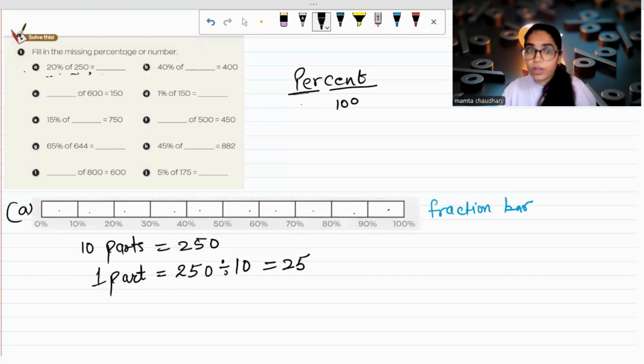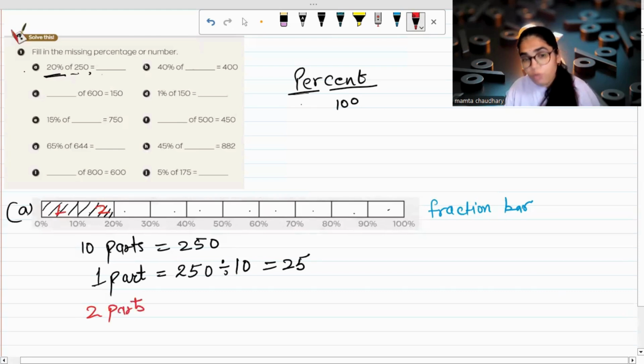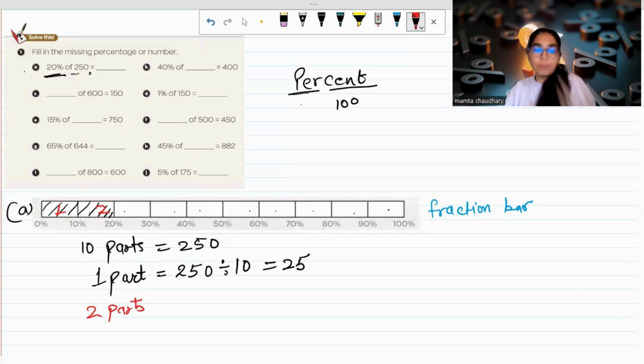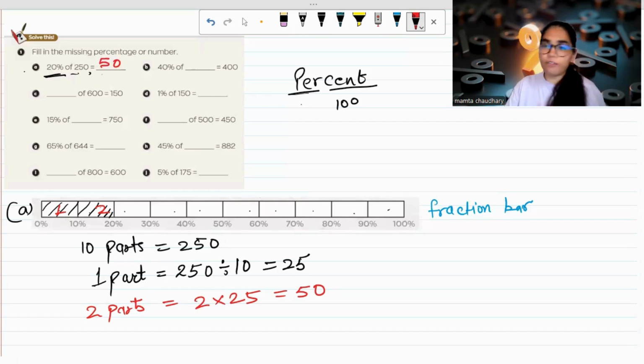Now, what do you have to find? You have to find 20%. So let me shade 20% here. How many parts have I shaded? Can you see? Yes, 1 and 2. I have shaded 2 parts, so I need to find the value of 2 parts, because I need the value of 20%. So 2 parts means 20%. The value of 2 parts will be 2 times 25, which is 50. So the answer will be 50. Clear?